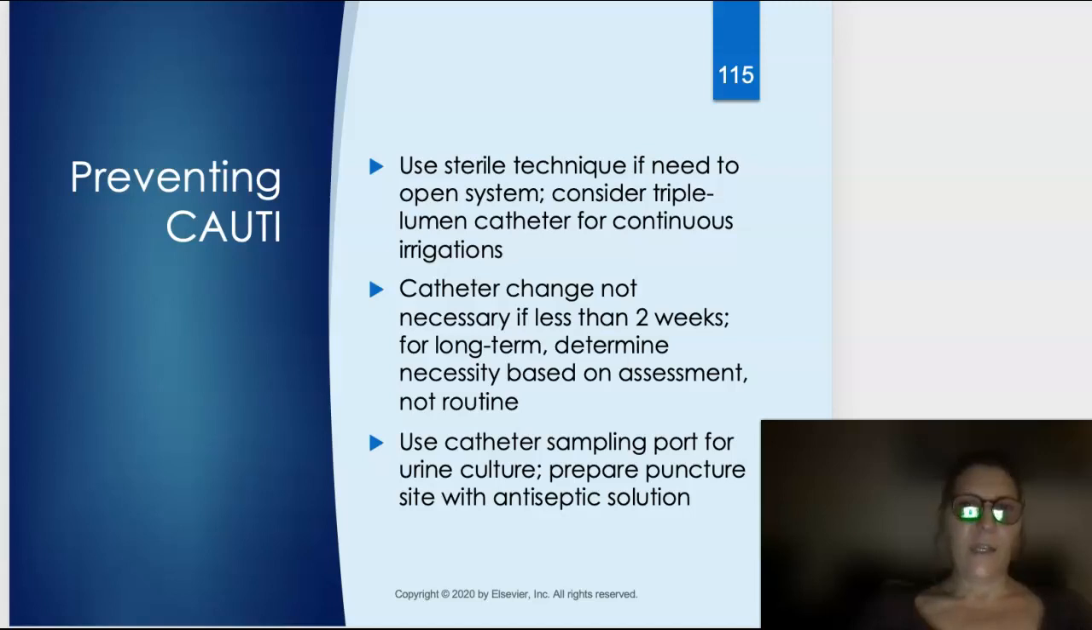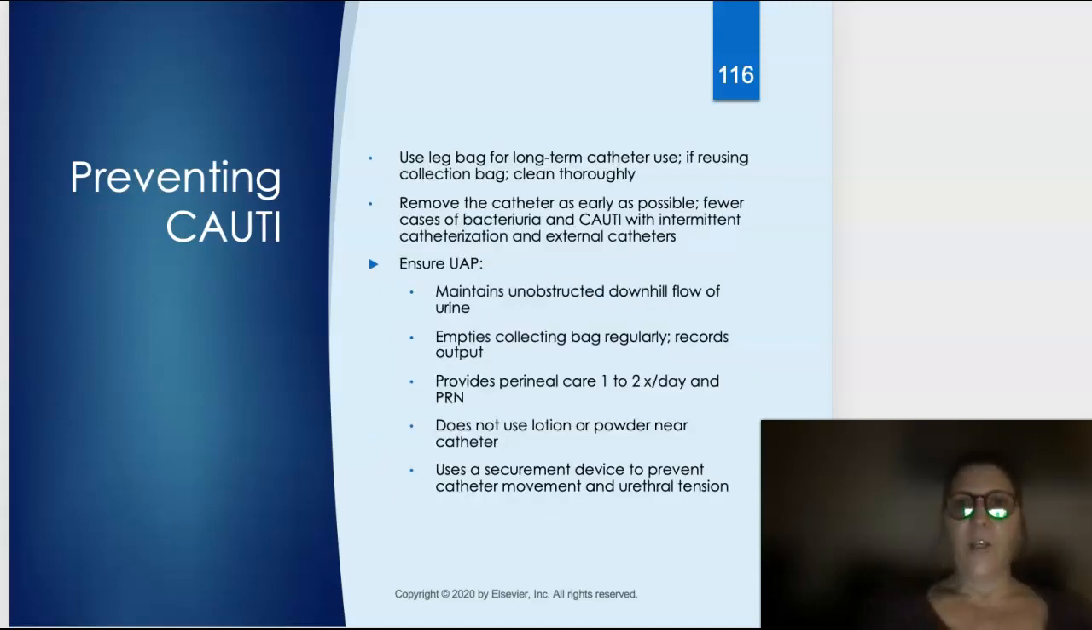If it's not necessary, remove it in less than 2 weeks; for long-term, determine necessity based on assessment. Use the catheter sampling port for urine cultures and prepare the puncture site with antiseptic solution. We're going to use a leg bag for long-term catheter use, and if you're reusing the collection bag, it needs to be cleaned thoroughly. Remove the catheter as early as possible. With intermittent catheterization or external catheters, there's less chance of a CAUTI.